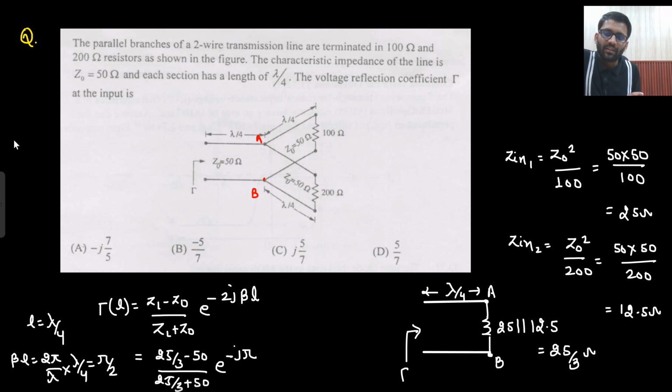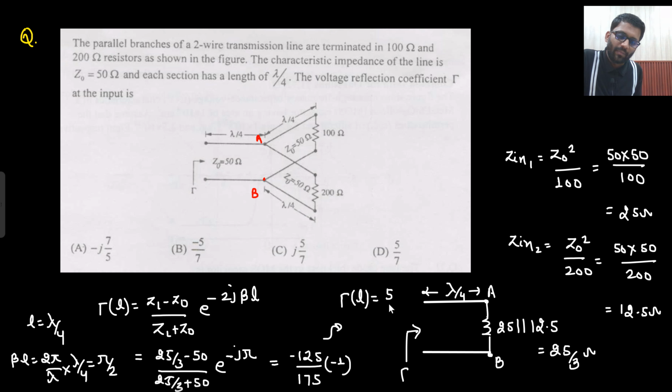How is it minus 1? E to the power j theta is equal to cos theta plus iota sin theta. So if you put minus pi, then cos minus pi is equal to minus 1 and sin pi is equal to 0. So minus 1 only. So if you solve this one, what are you getting? This will be your minus 125 divided by 175 into minus 1. So from here, 5 by 7 you are getting. So the answer is, your gamma at distance L is 5 by 7.